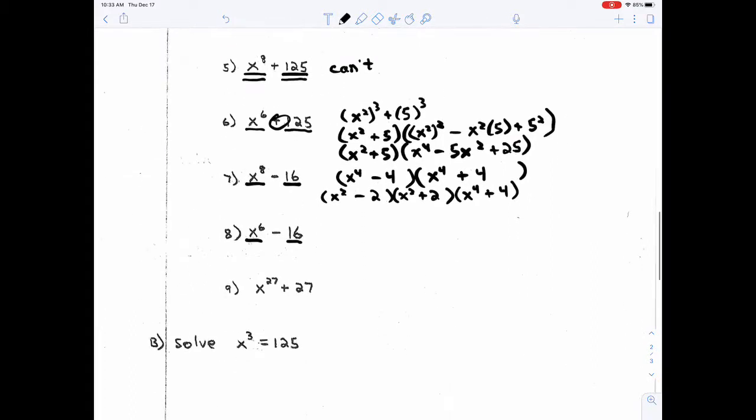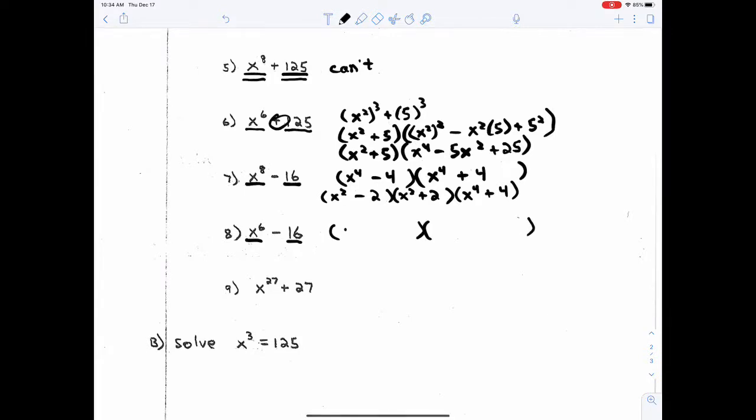Why in example 8 am I treating it as a square? Because the 16 is a square. So you have to look at what both of them are. So this is going to be squares. So just first term, last term, check with the middle.